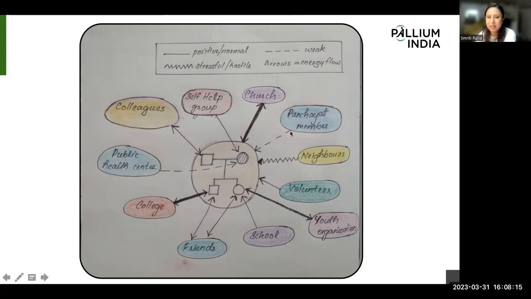Panchayat member has a very weak relationship with the family. He's a bit tepid, okay? Neighbors are hostile towards the family. There is a volunteer who goes and provides support to the family as a whole. This younger daughter gets a lot of support from school, and both she and her brother have great relationships with their friends, and especially the son with the college friends and the daughter with the youth organization. The public health center has a very weak relationship with the wife. Okay, so I'm going to let you look at this diagram for a little while.